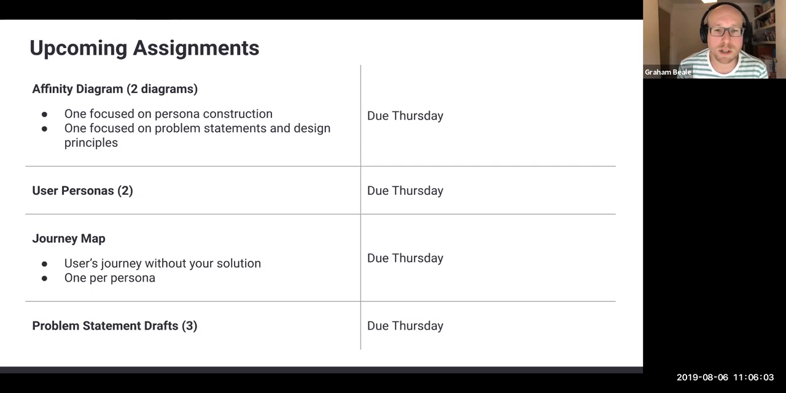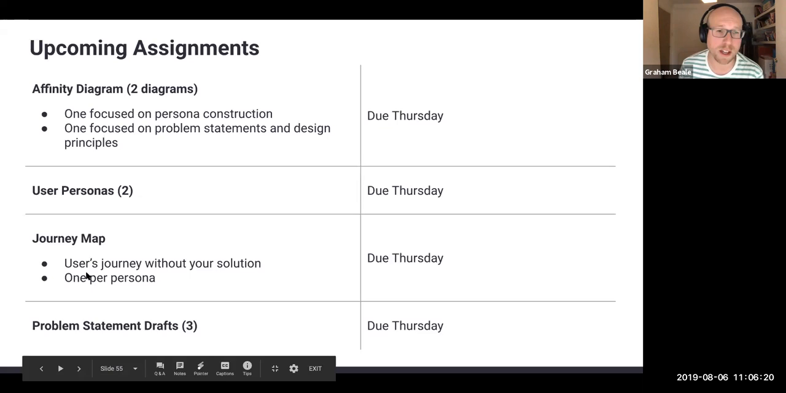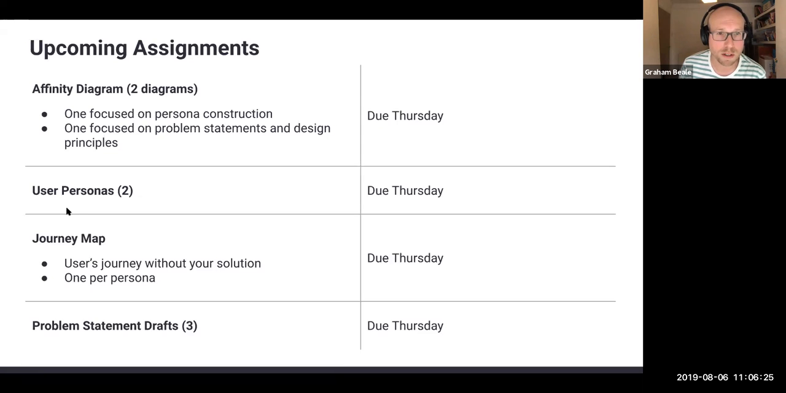You've got the user personas, 2 of those required, and you've got the journey map, one for the user journey without your solution, and one per persona. And then you've got the problem statement draft. So those are all due on Thursday. Do feel free to put in at least one one-to-one with either me or Christina every week, and more if you need it. Don't be afraid to. And if you want different perspectives, please feel free to use both me and Christina. We will help you with your assignments where we can.